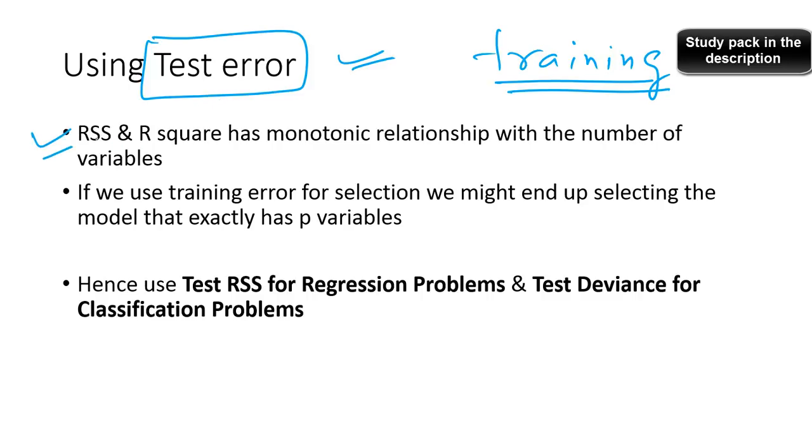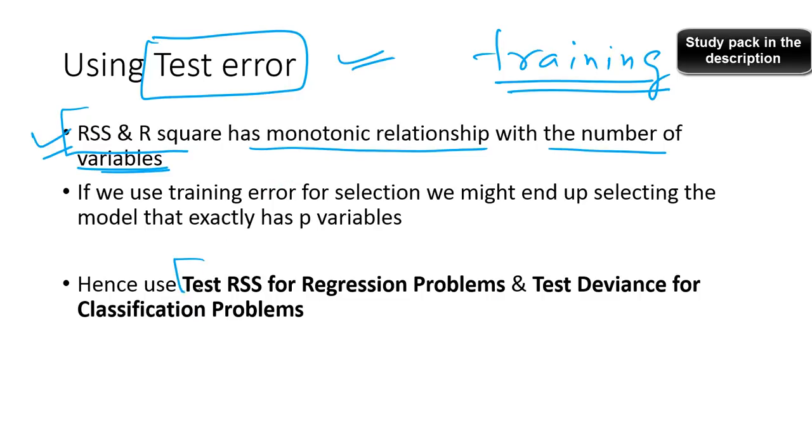A few important points to remember. RSS and R square have a monotonic relationship with the number of variables, and that's the worst part of this exercise. If you keep on increasing the number of predictors or features, your RSS is going to go down and your R square is going to go up. Then what's the point of doing all these exercises? That has to be corrected by using test error, not training error. You will see that the monotonic relationship won't be there in the test data set. You can take an example and see that monotonicity will most of the times not be valid for test error, but for the training data set it is going to be monotonic. So never use that.